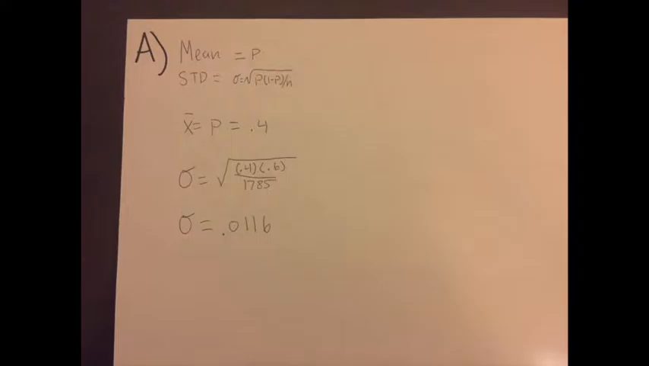So the mean is equal to p, and p is equal to 0.4, which is given to you. And then to find the standard deviation, you take 0.4 times 0.6 over 1785 and take the square root of that, which is 0.0116.